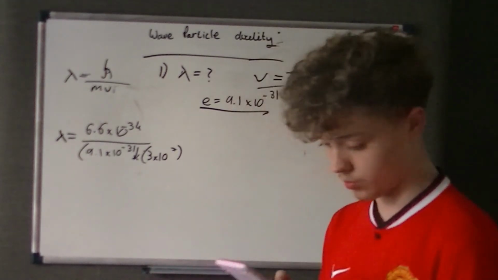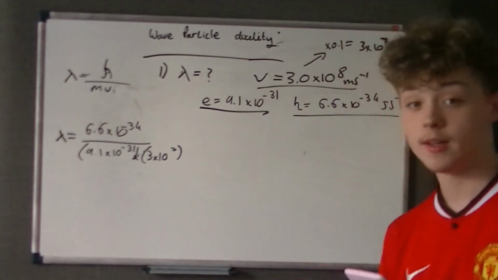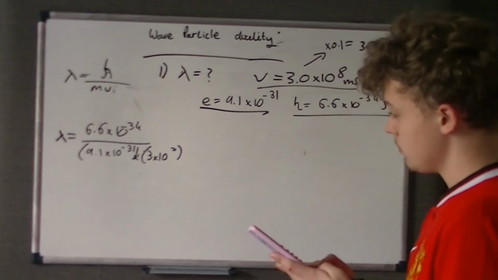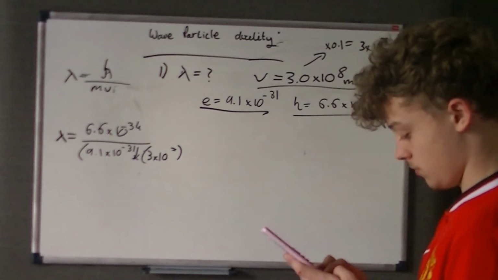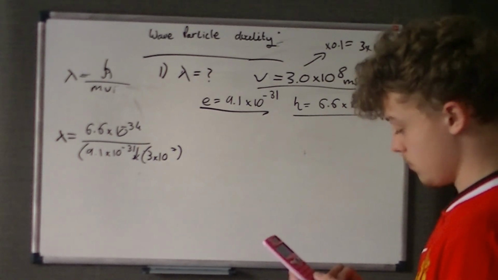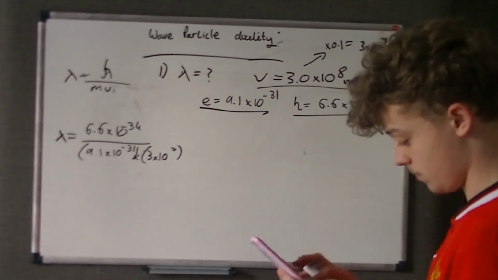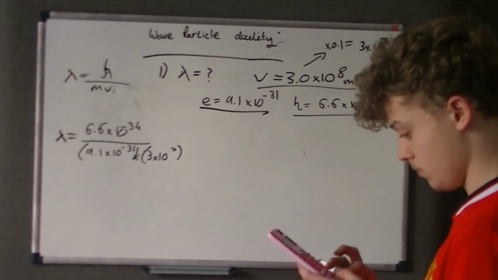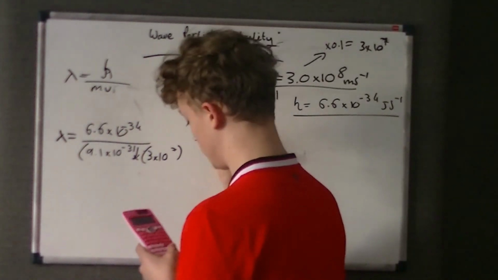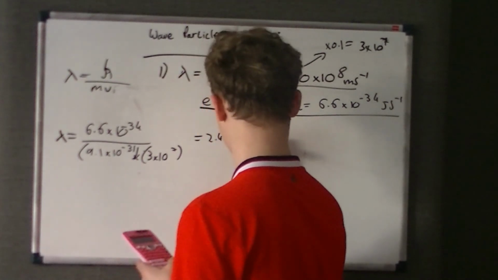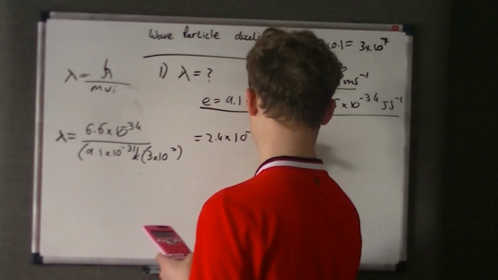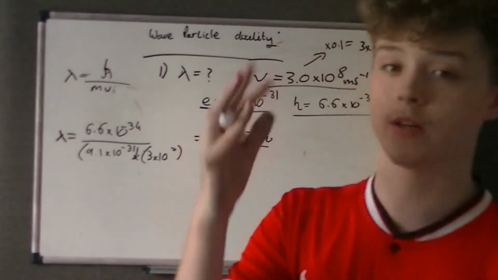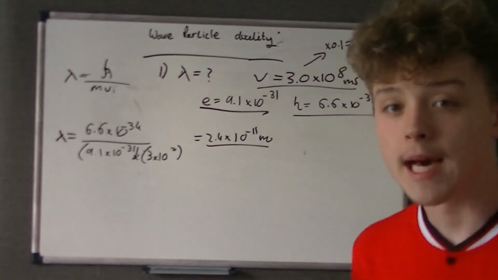Let me just work that out, and see what you get. If it's the same as what I get, then lovely jubbly. Yep, I got the wavelength as 2.4 times 10 to the minus 11 meters. You could convert it to nanometers, but it's best you just leave it as meters, because that's the SI unit.